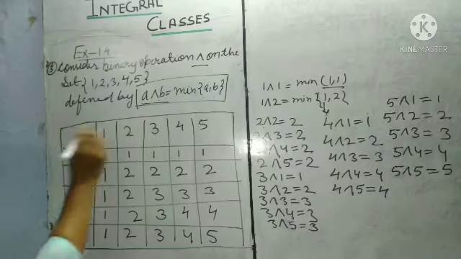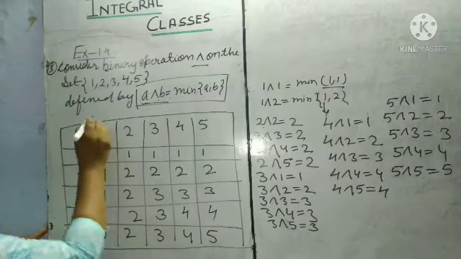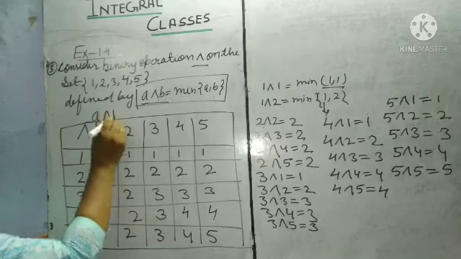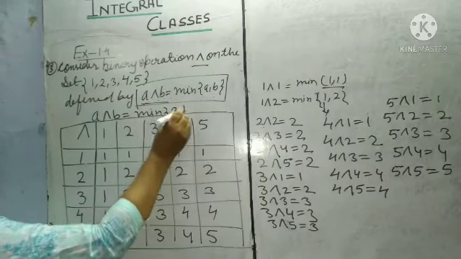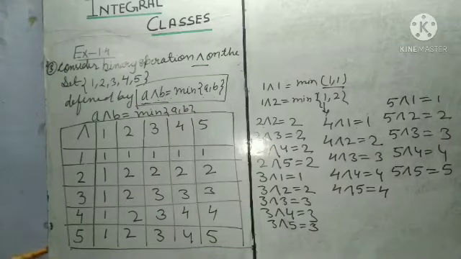Which binary operation did we consider here? A cap B, minimum of A, B. Now this question is also completed.